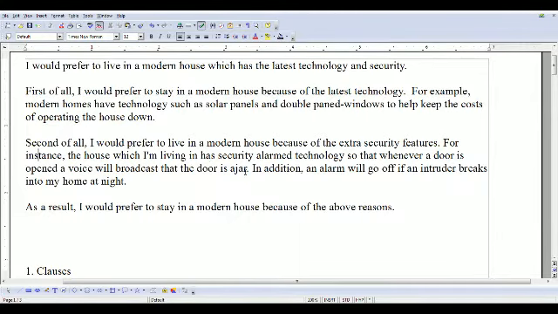In addition, an alarm will go off if an intruder breaks into my home at night. As a result, I would prefer to stay in a modern house because of the above reasons. There it is. So that took 42 seconds, right?